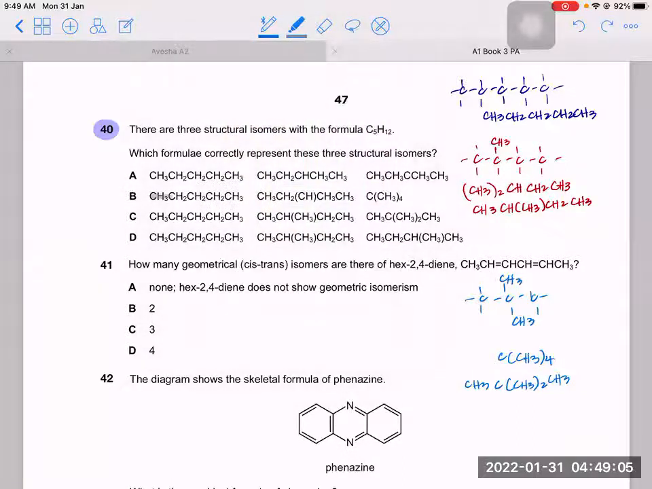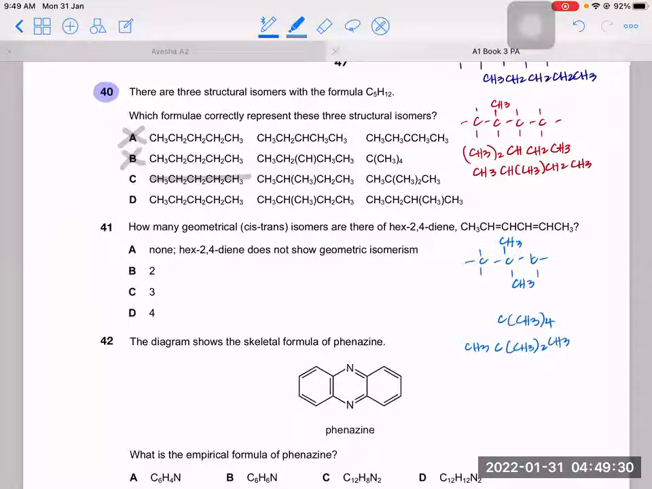B: CH3, CH2, CH2. Yes, this is correct, pentane. CH3, CH2, CH in a bracket. Is that correct notation? No. CH shouldn't be in a bracket. The CH3 should be in a bracket. Only more than one atom in the side chain should be in a bracket. You shouldn't put the C and the H in the brackets. So this is also wrong. CH3, CH2, this is right, pentane. Then you have CH3, CH, bracket CH3, CH2, CH3. Yes, this is correct. Do you see this is the same as this one?